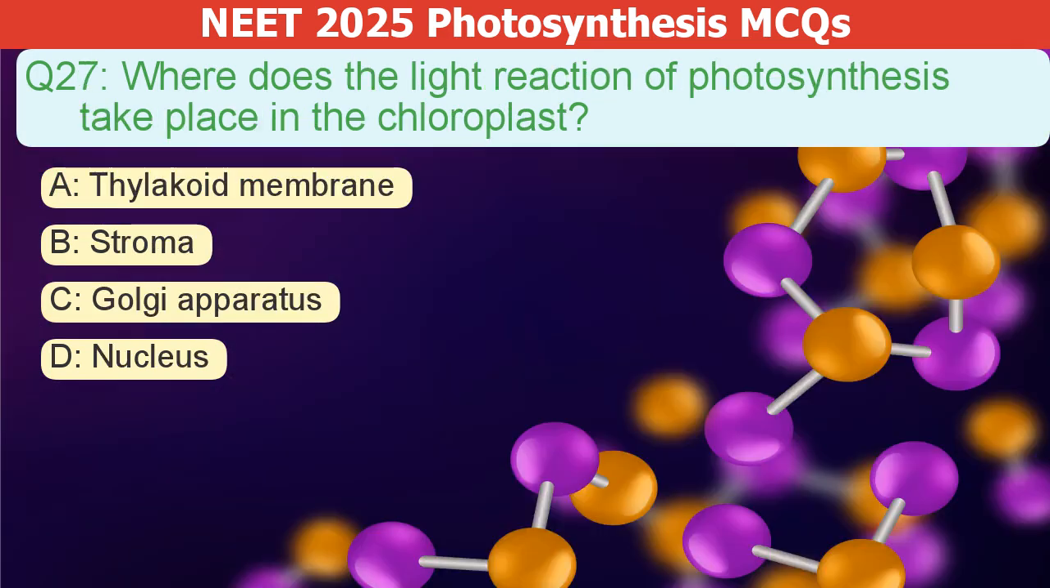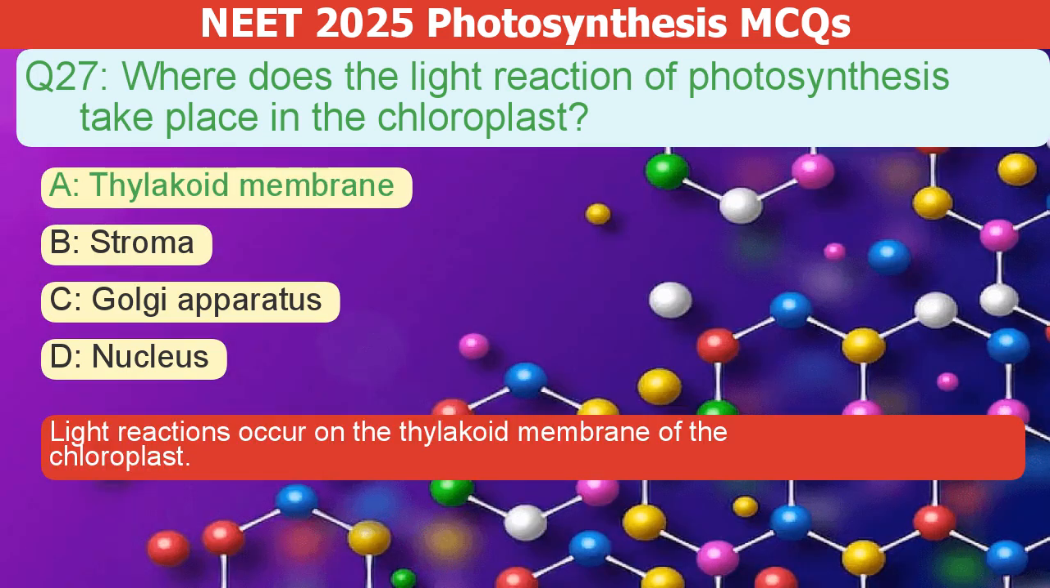Where does the light reaction of photosynthesis take place in the chloroplast? A. Thylakoid membrane. B. Stroma. C. Golgi apparatus. D. Nucleus. The correct answer is A. Light reactions occur on the thylakoid membrane of the chloroplast.